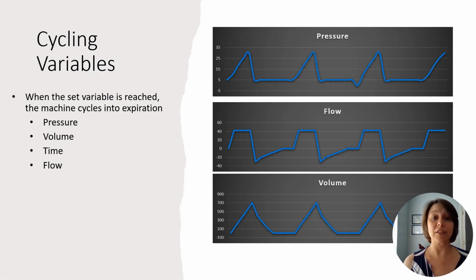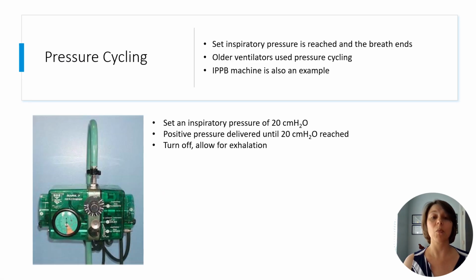So the definition of a cycling variable is, again, whenever that set variable is reached, the machine will cycle into expiration. These variables can be pressure, volume, time, or flow. When we say something is pressure cycled, it means that we set an inspiratory pressure, and once that pressure is reached, the machine cycles into expiration. This was commonly used on older ventilators. An example of this is actually also an IPPV machine. We would set an inspiratory pressure, say, of 20 centimeters of water. The breath would be delivered until you hit that 20 centimeters of water, and then the machine shut off and you passively exhaled.